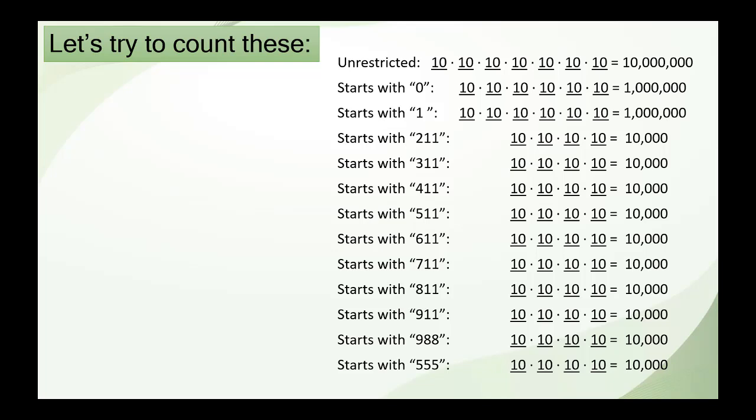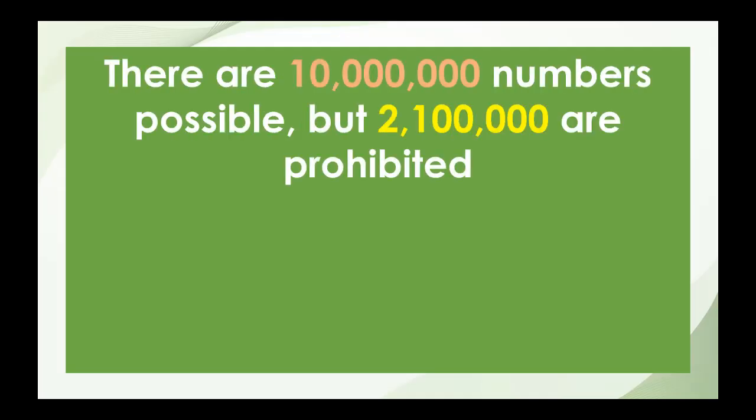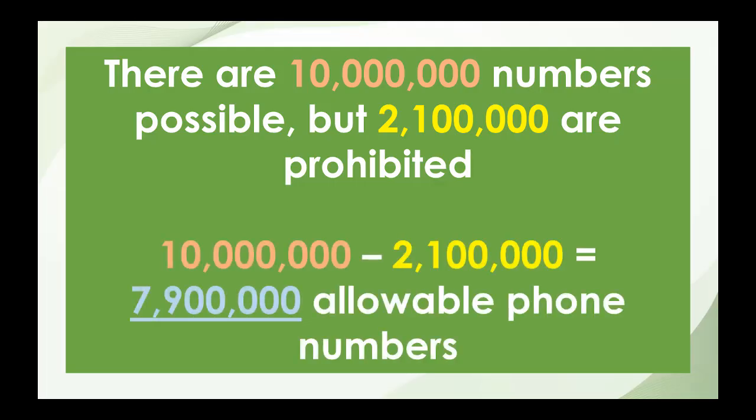So altogether, there's 2,100,000 phone numbers that are not allowed. So you take the 10 million and subtract away those 2,100,000, and that gives you 7,900,000 allowable phone numbers per area code. So when I mentioned the fact that we want to be able to count, this is the kind of counting that we're talking about. Because you wouldn't want to sit and count each individual possible phone number one by one. We want to be able to use these formulaic methods to help us achieve that goal much more quickly.